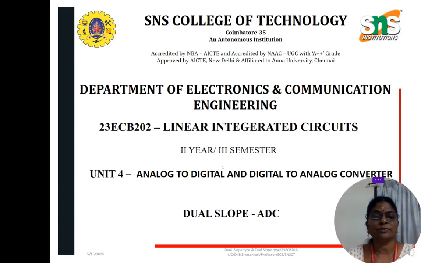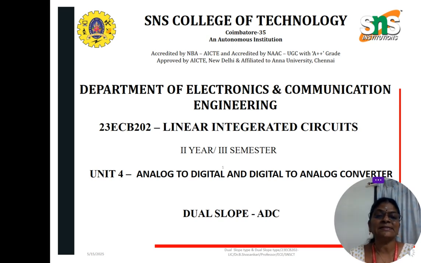Welcome you all for today's session, dual slope type ADC. Why is it named dual slope ADC? Because here the ramp signal generates two different types of slopes. One is with the known reference voltage and another one is with the known analog input voltage. That is why it is said to be a dual slope ADC.